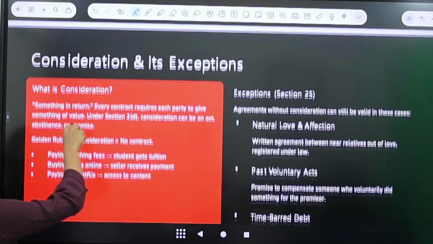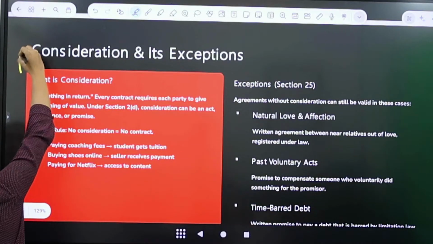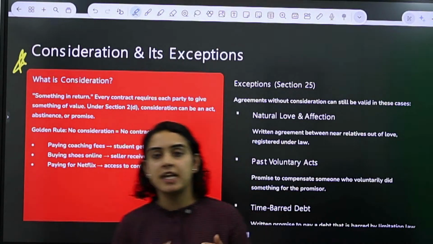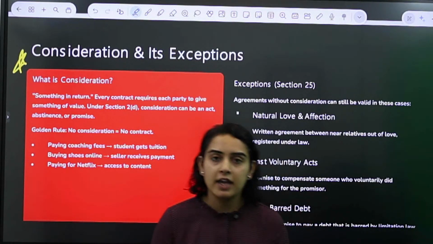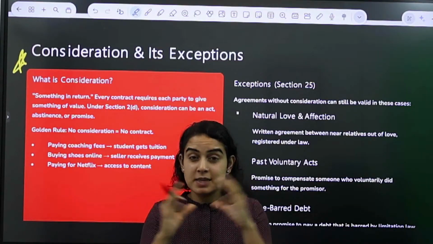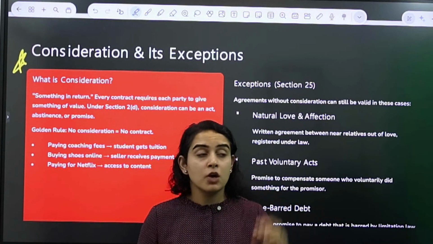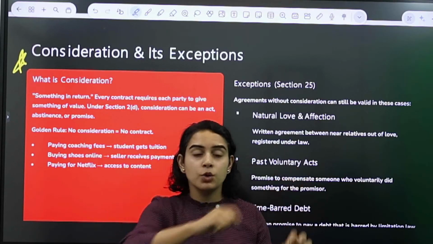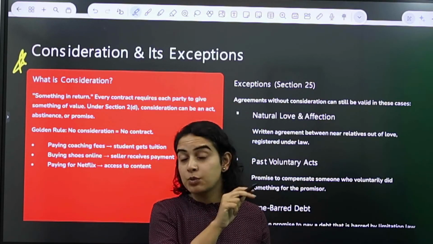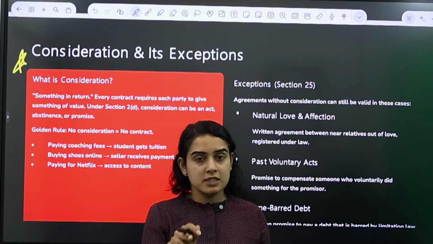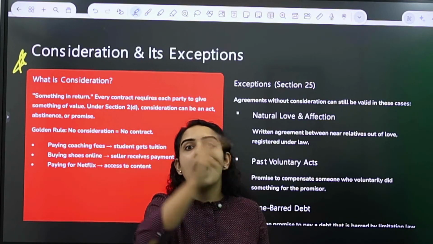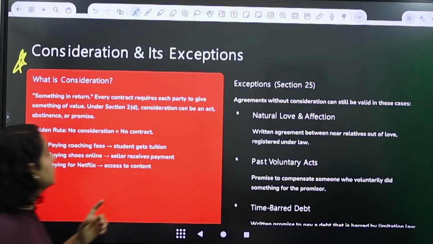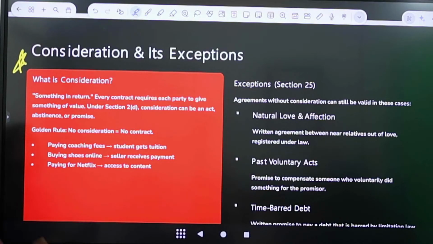Very important is the concept of consideration. I mentioned that consideration is anything that you are getting in return. Both the parties need to get something in return out of a contract. So now A and B: A wants to sell his car to B for 5 lakh rupees. So A is going to get 5 lakh rupees from B. So those 5 lakhs will be the consideration. B is going to get a car from A. The car is going to be the consideration. So anything that you get in return is going to be the consideration, right?